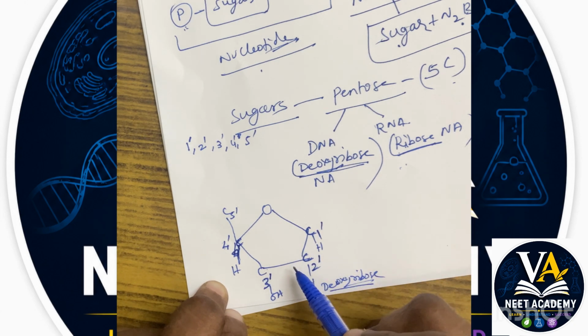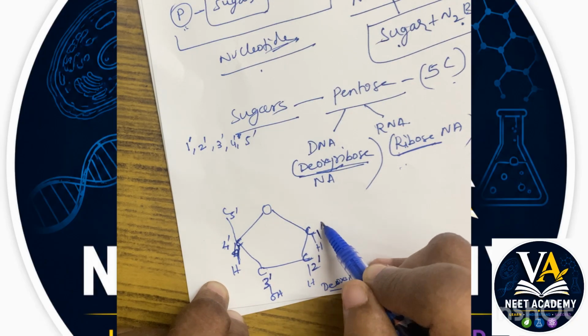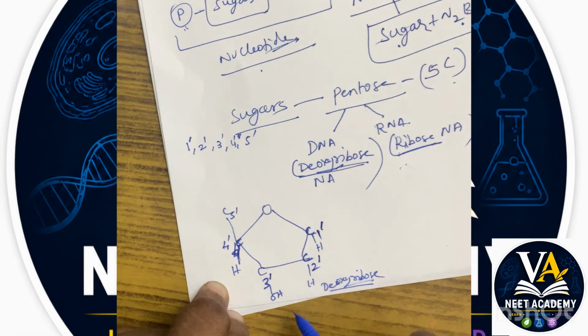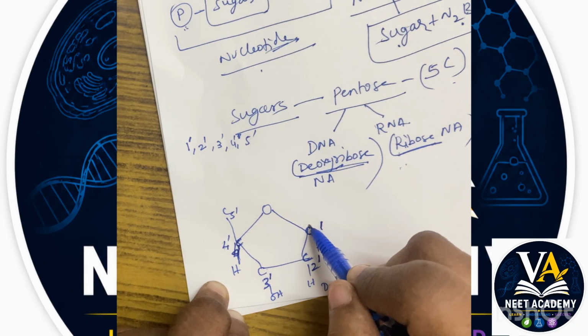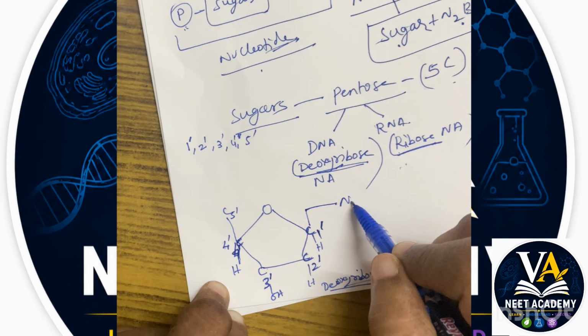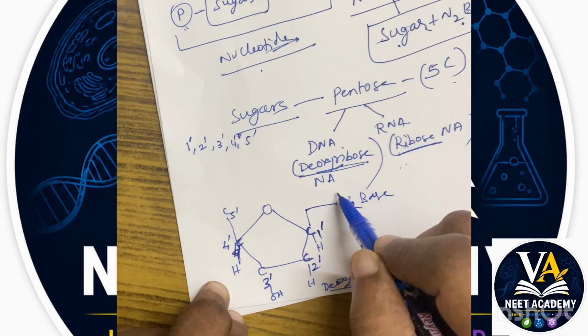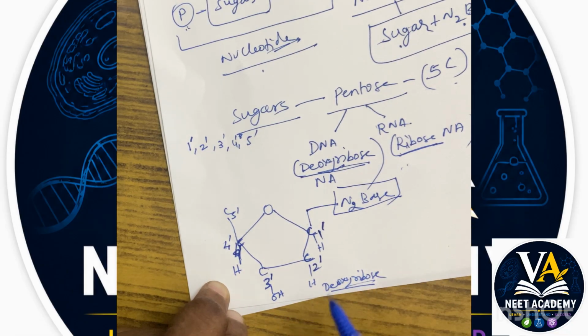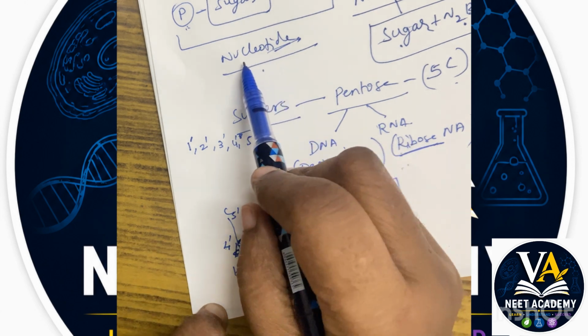Okay, now we need to attach a nitrogenous base to this structure. Nitrogenous base is always attached to the 1 prime carbon of the sugar. So, here you can add a nitrogenous base. So, if you add a nitrogenous base to the 1 prime carbon, you have an addition of nitrogenous base to the ribose sugar. Okay, and then what else has to be added for a nucleotide to be formed?